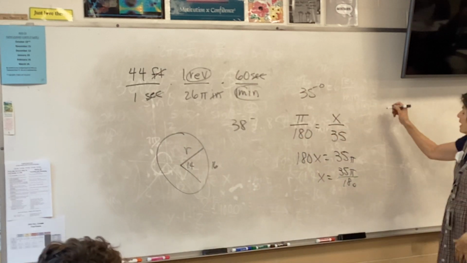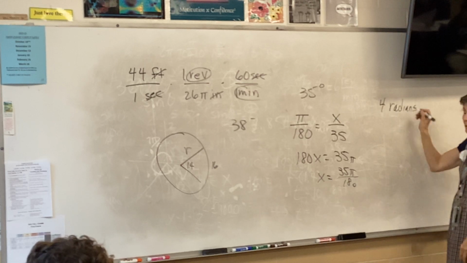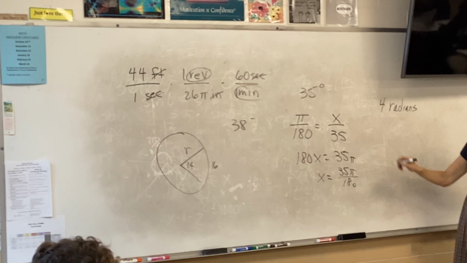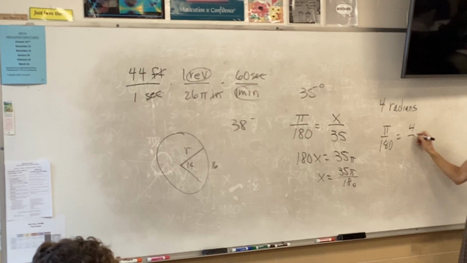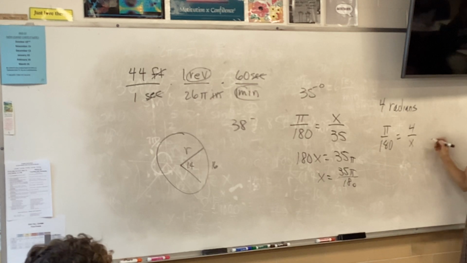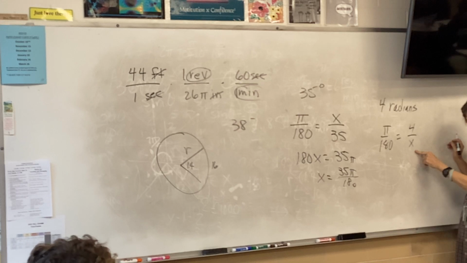So let's say I had 4 radians. And I want to know how many degrees that is. Pi is to 180, as 4 is to x. Okay. Pi radians, 180 degrees, 4 radians, x degrees.